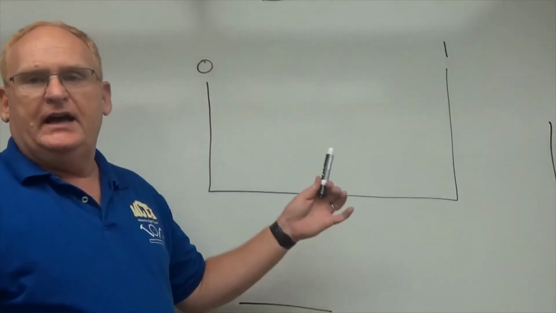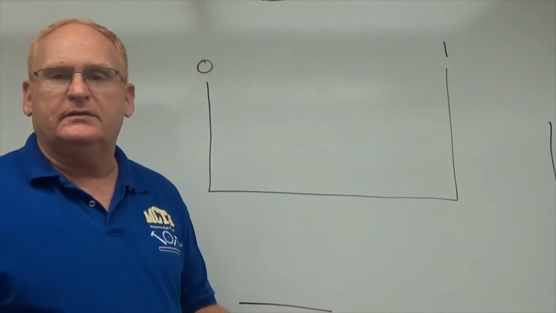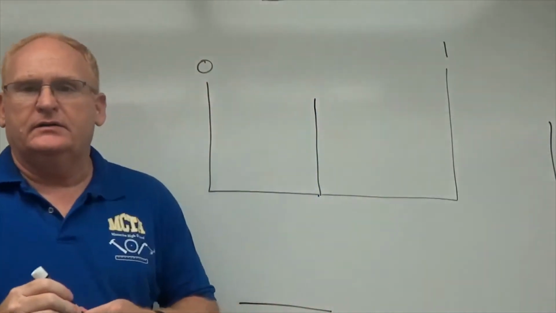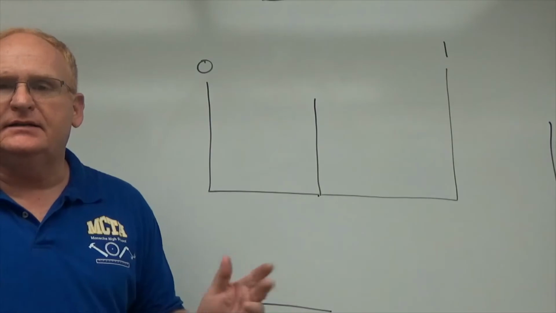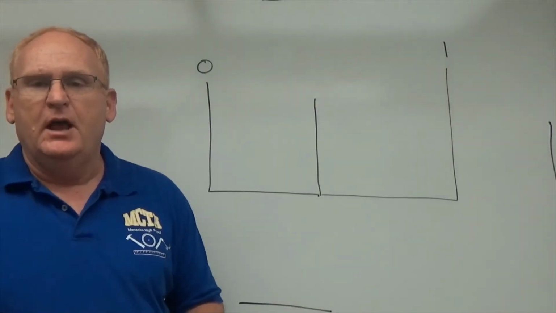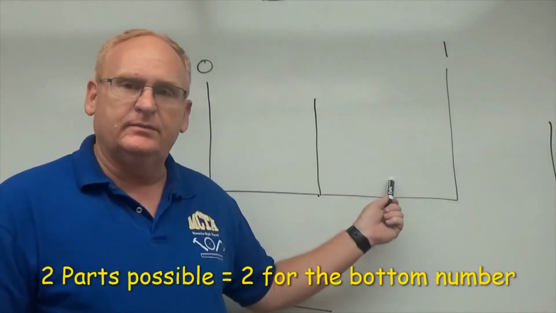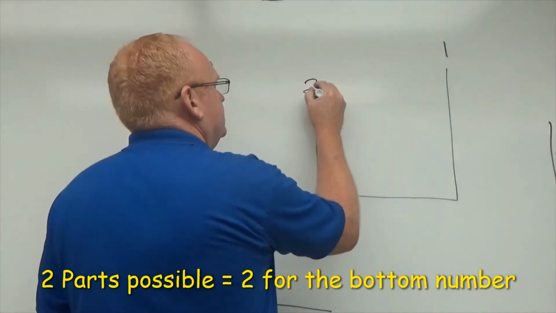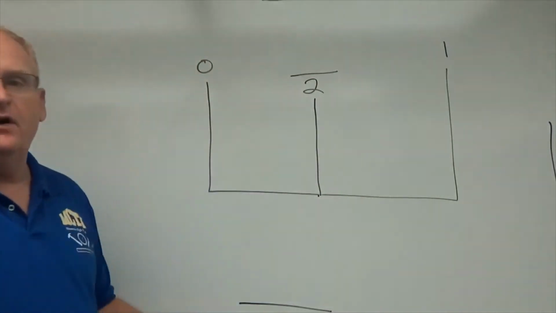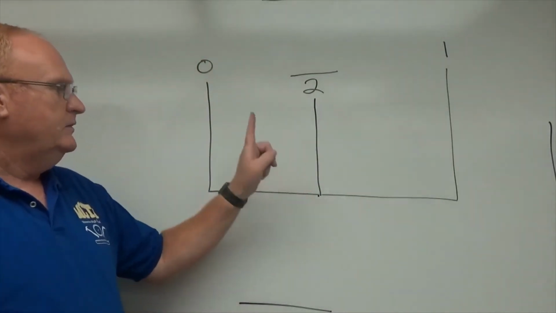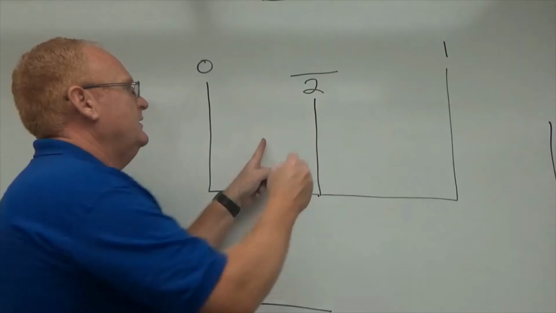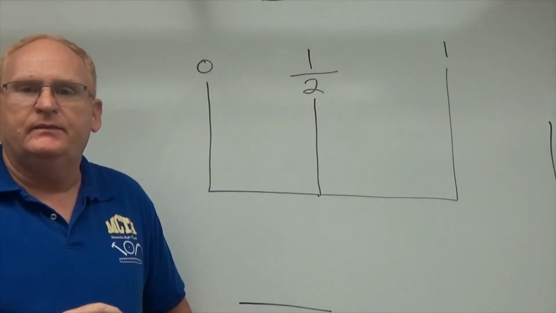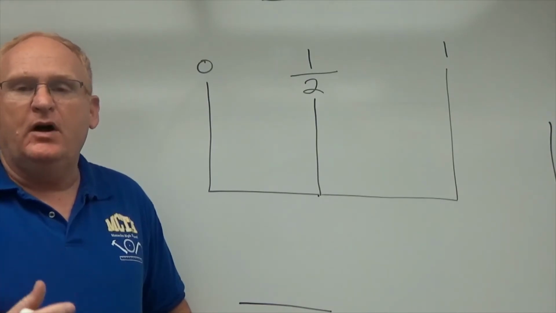So we're going to divide this inch into 2 parts. There are 2 parts, okay? And it may not be exact, because I'm not measuring this, I'm just drawing it. But now we have 2 parts possible. So what's our bottom number of the fraction? It's a 2. How far are we from 0? We're 1 part, right? So that would be 1/2. See how that works? Now, we have smaller things than half.